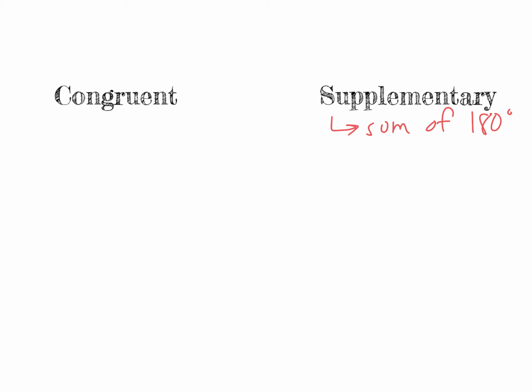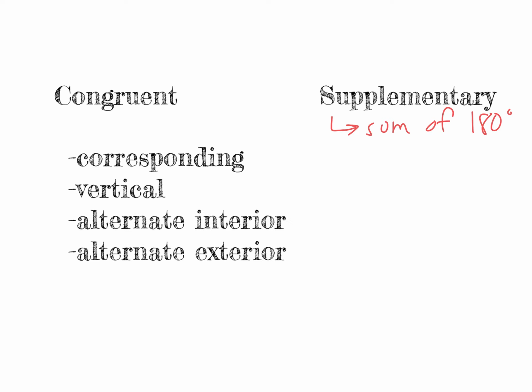Now we've already talked about one special pair of congruent angles, and of course those are our corresponding angles. But there are three other types that we'll also talk about. The other three are vertical angles, which we're already familiar with, and then what we call alternate interior angles and alternate exterior angles. On the other side, the supplementary angles are known as adjacent angles, which again we have some familiarity with already. Let's take a look at some examples of each of these.